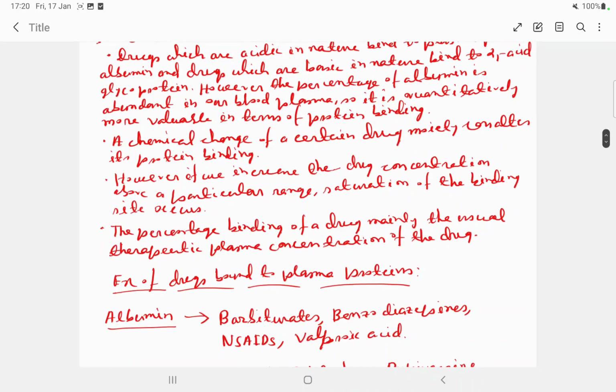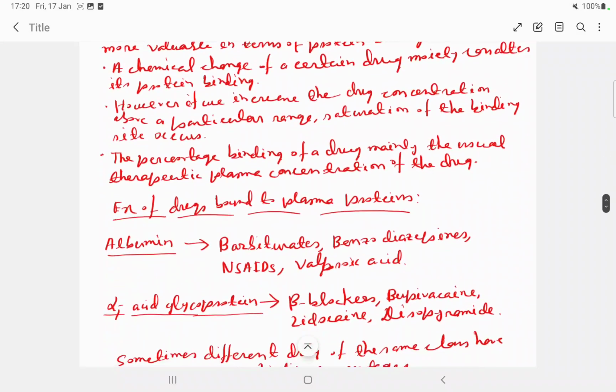However, a small chemical change in a drug moiety can alter its protein binding. And if we increase the drug concentration above a particular range, saturation of the binding sites occurs. Now, the percentage binding of a drug is mainly determined at the usual therapeutic plasma concentration of the drug.